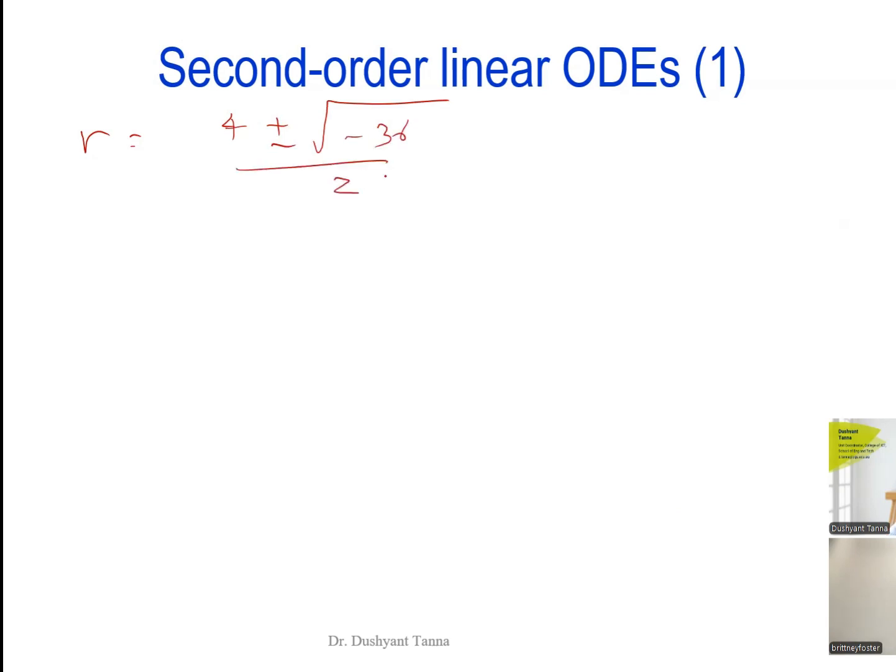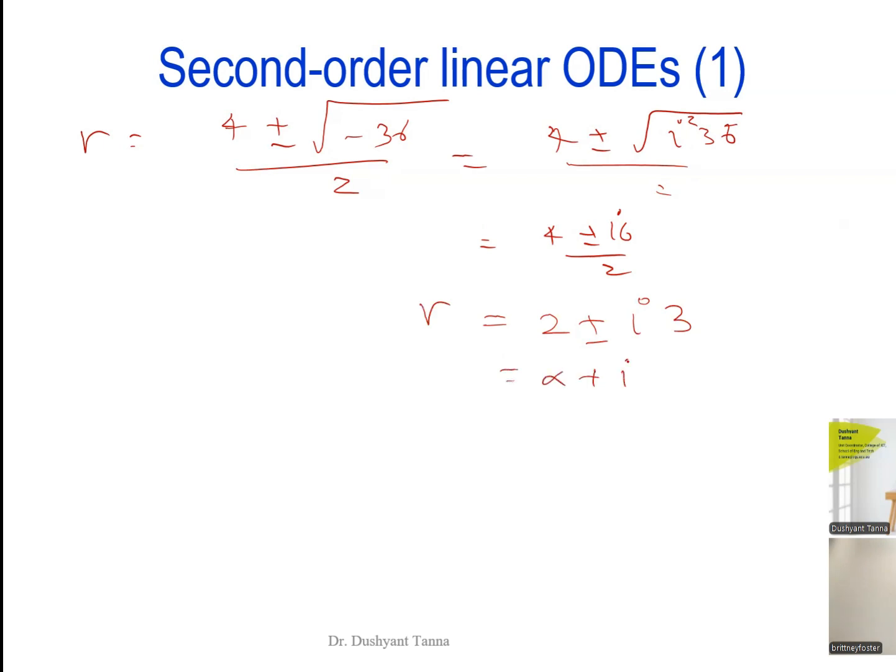Recall MATH13218, linear algebra, vector, and complex. Minus 1 is i squared. So 4 plus or minus i squared times 36, over 2. That will be simplified to 4 plus or minus i6 over 2, or 2 plus or minus i3. That's my r. Once you compare it with alpha plus or minus i beta, your alpha is 2 and beta is 3.